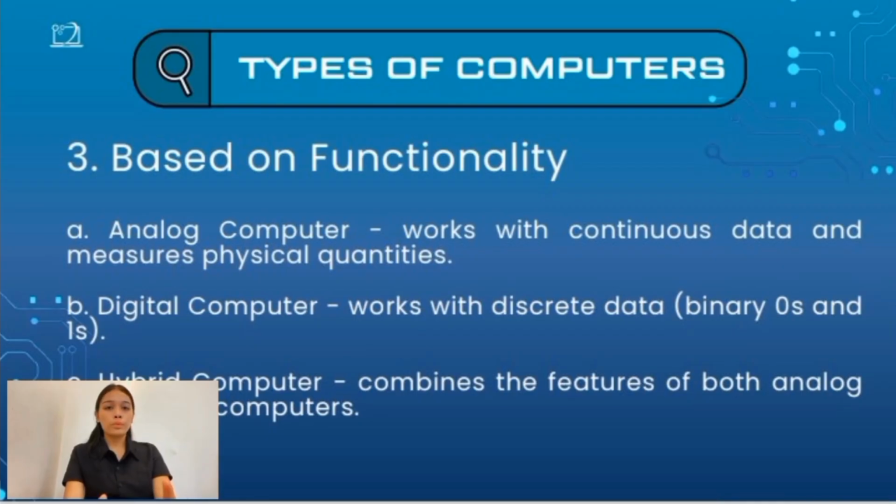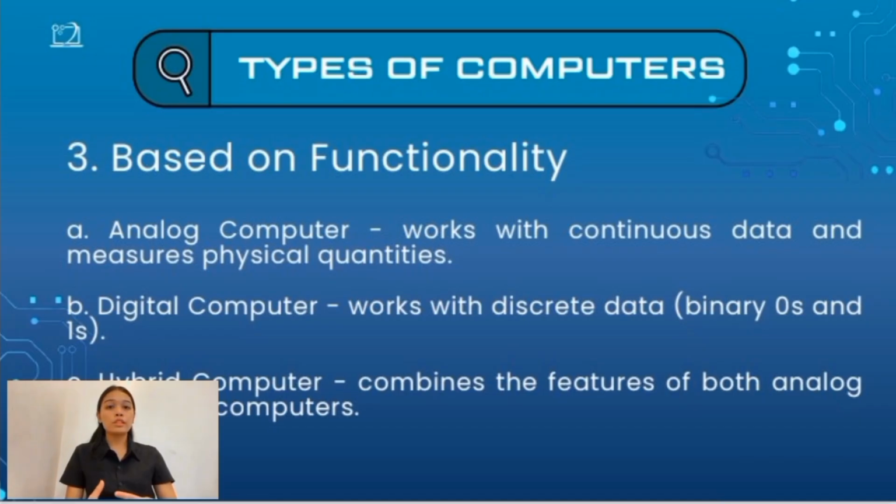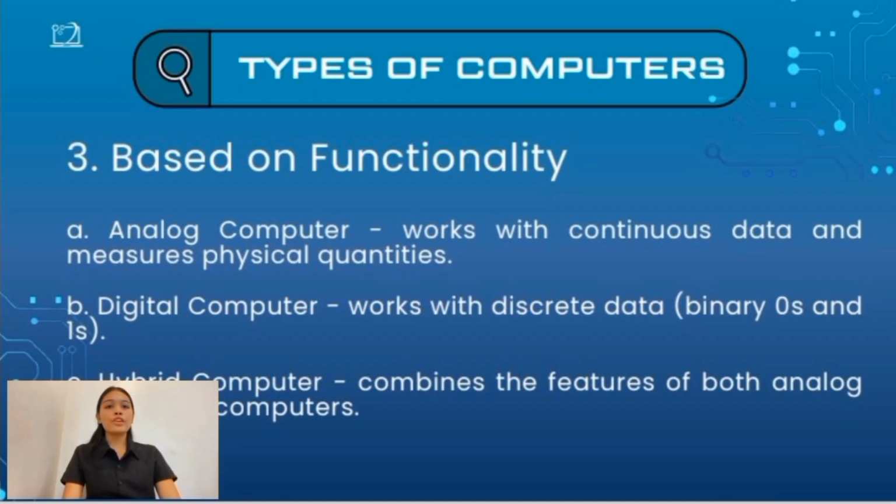A, analog computer works with continuous data and measures physical quantities. B, digital computer works with discrete data, binary 0s and 1s. C, hybrid computer combines the features of both analog and digital computers.